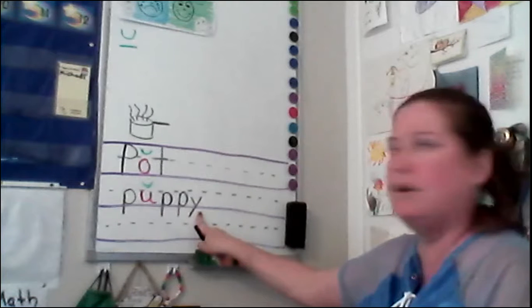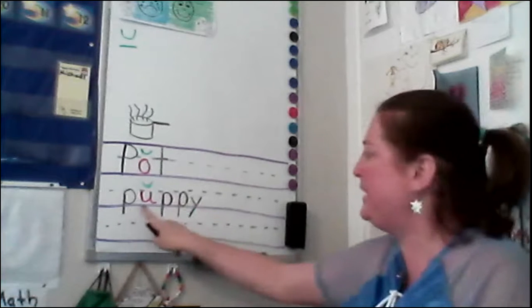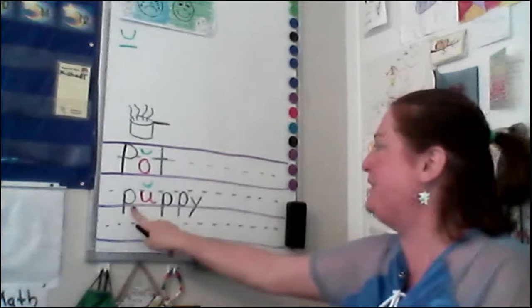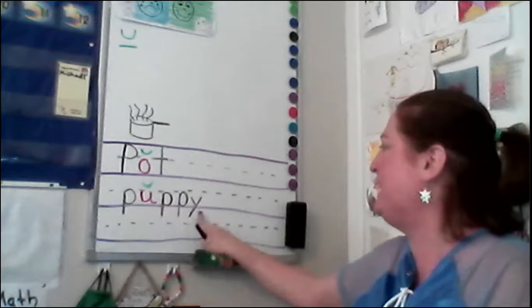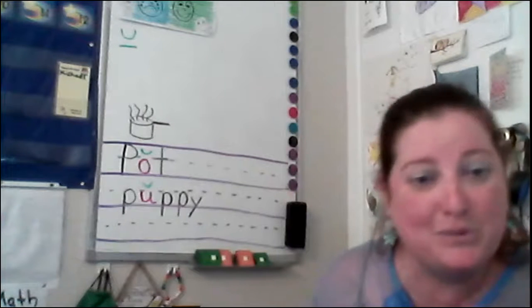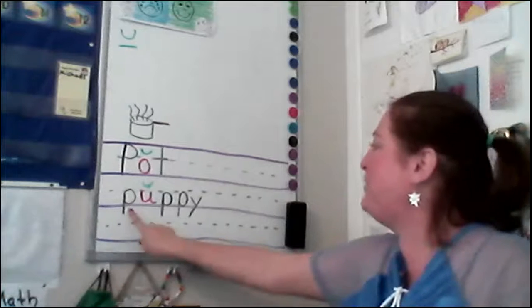E. What word was that? E. Puppy. E. Puppy. This one has 4 sounds instead of 3. Isn't that crazy? So we have the word puppy.